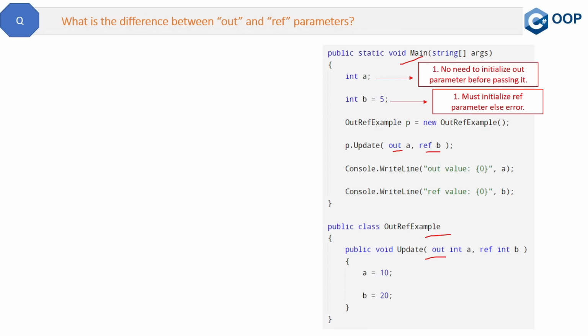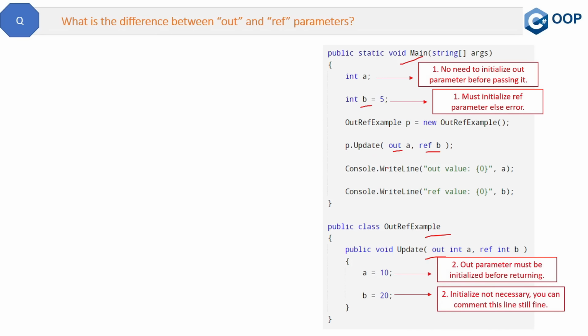And see here, in case of ref parameter, you must initialize the parameter, else it will give an error. So we have initialized this B value. If we will not initialize it, then it will give an error. Second difference is, out parameter must be initialized before returning. So we are passing here out parameter. If we will not initialize it here, then it will give an error. Means before returning, you have to initialize this. So we are initializing it here.